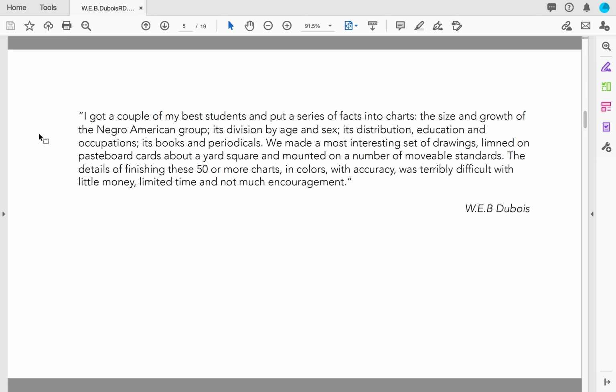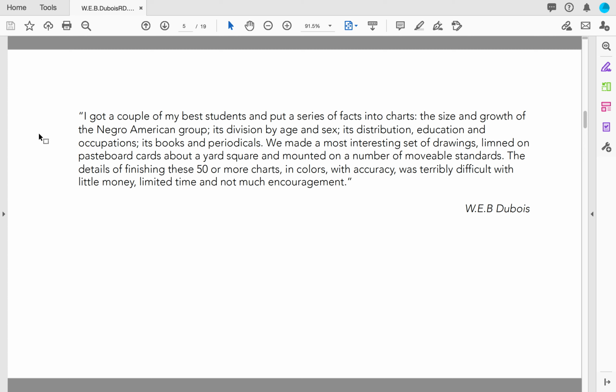Du Bois himself said, "I got a couple of my best students and put a series of facts into charts. The size and growth of the Negro American group, its division by age and sex, its distribution, education, and occupation, its books and periodicals. We made a most interesting set of drawings, limned on pasteboard cards and about a yard square and mounted on a number of movable standards. The details of finishing these 50 or more charts in color and with accuracy was terribly difficult with little money, little time, and not much encouragement."